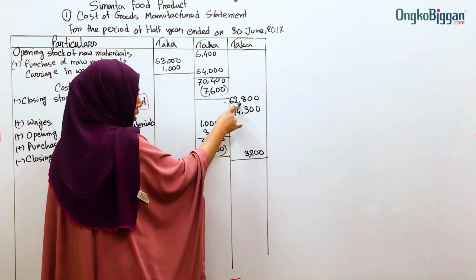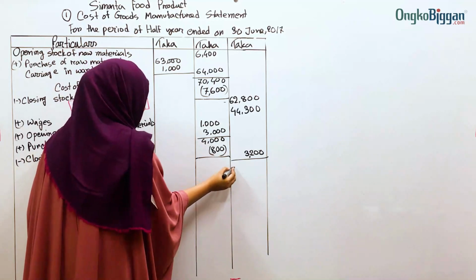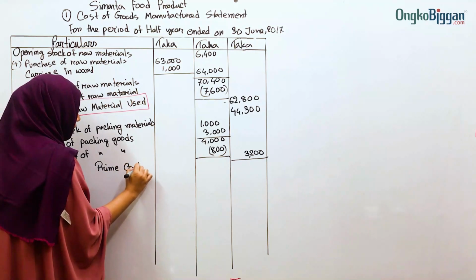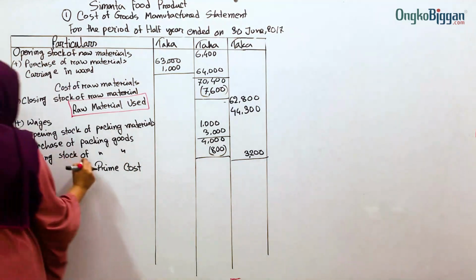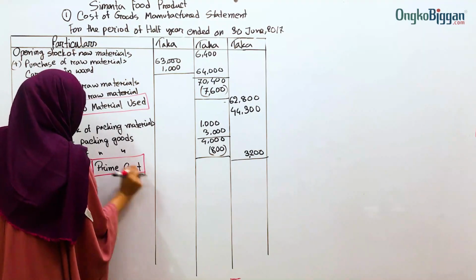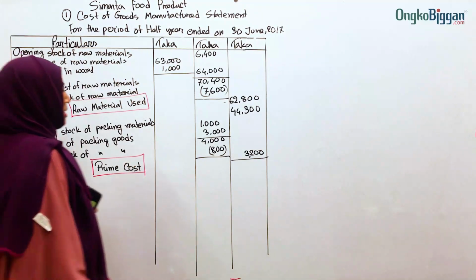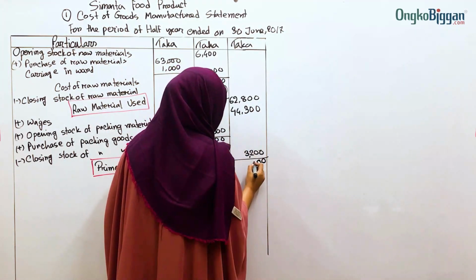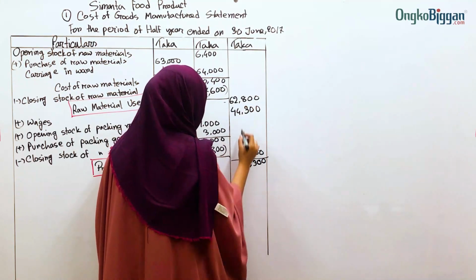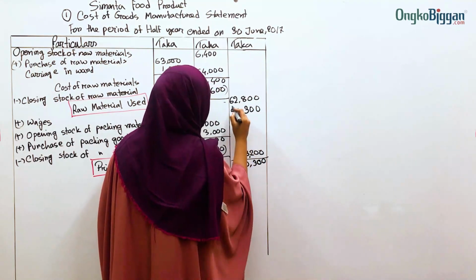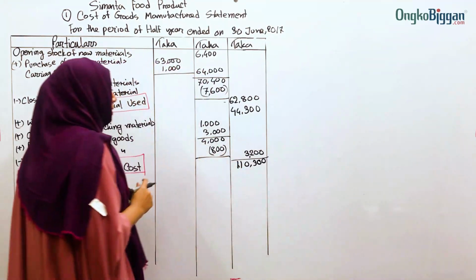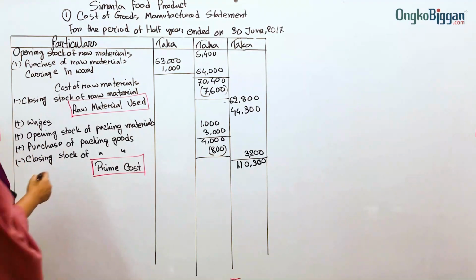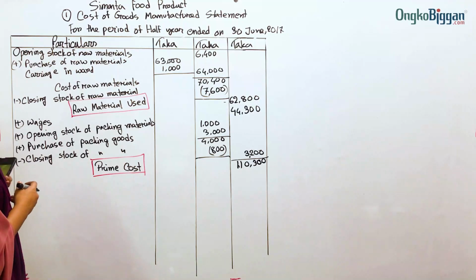Alright? 3,200. Now I will add 62,800, this one and this one together, and the answer will be called prime cost. Okay? So let's add them together. It comes out 1,10,300. So this 1,10,300 is our prime cost. Okay? After the prime cost, what do we have to find out?